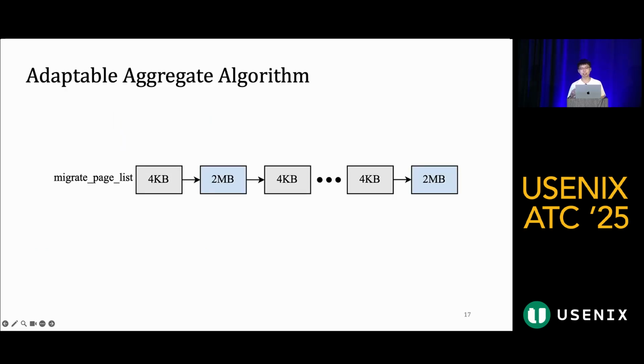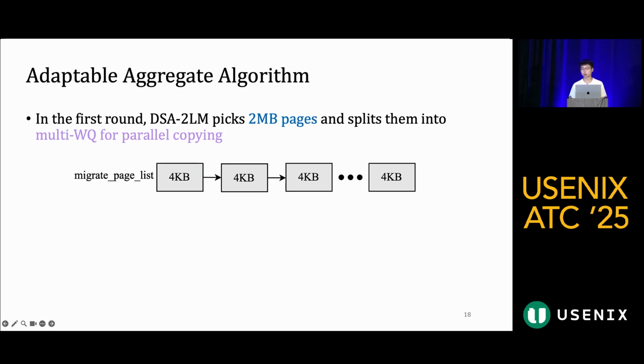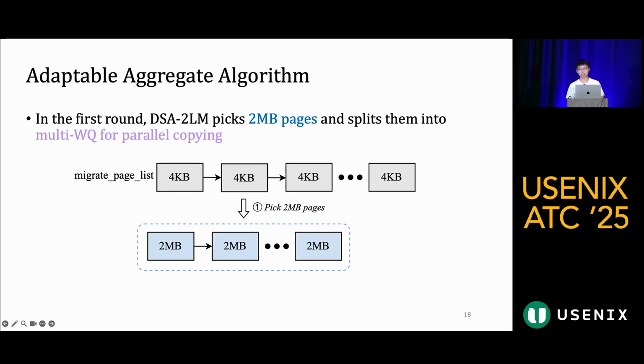To aggregate the data paths for both small and large pages, we propose an adaptable aggregation algorithm. Before migration, the migrate page list typically contains a mixture of 4 kilobyte and 2 megabyte pages, either to be promoted or demoted in a single migration round. In the first round, the algorithm prioritizes picking out 2 megabyte pages, as they take the longest time to copy. Meanwhile, it scans the list to count the number of 4 kilobyte pages, which is then used to determine an appropriate batch size.